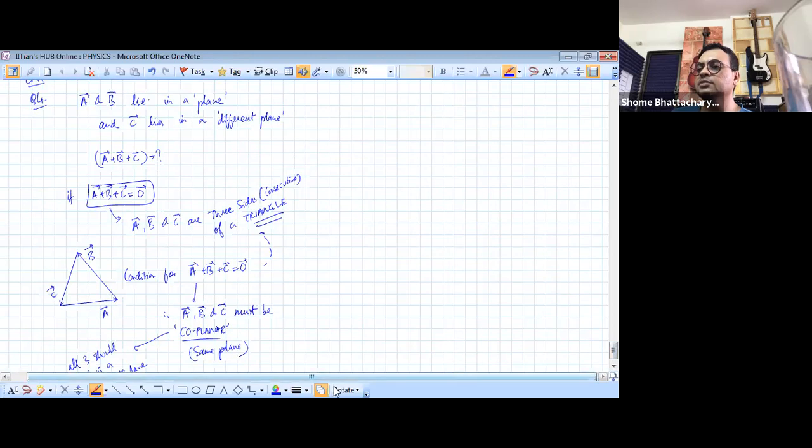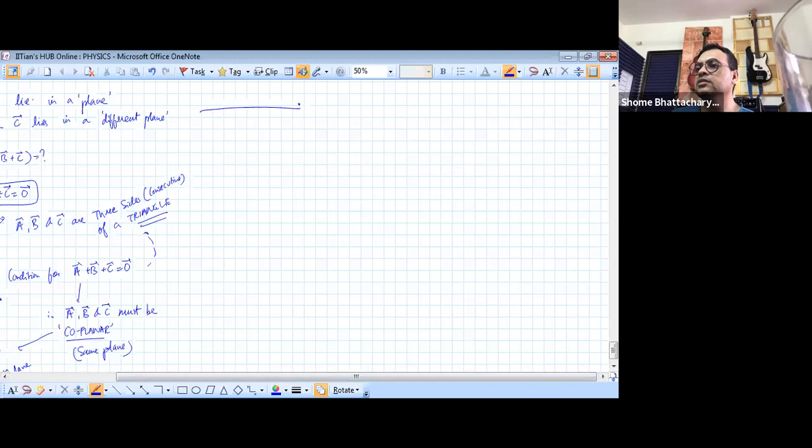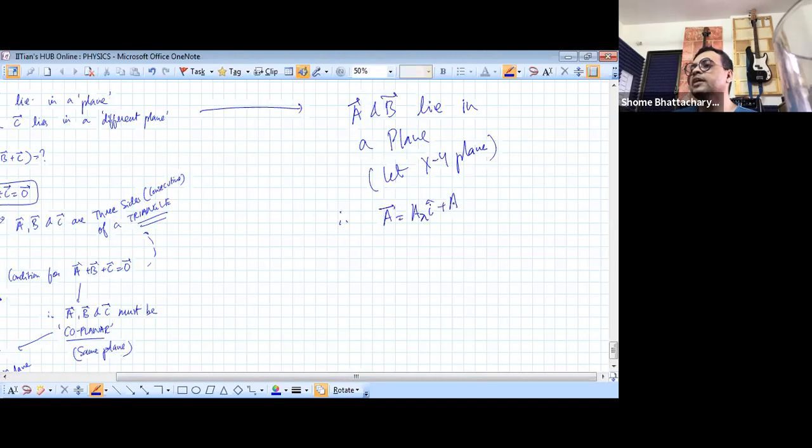Now we can also understand this question from the Cartesian point of view. So we can also think of this question like this: that A and B lie in a plane. So let us say, suppose that is xy plane. Therefore, in general, we can say that the vector A is having some x component and some y component, but does not have a z component. And the vector B is also having an x and y component, but does not have a z component.